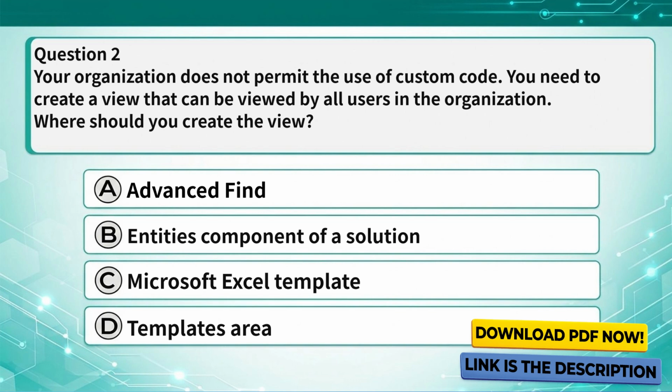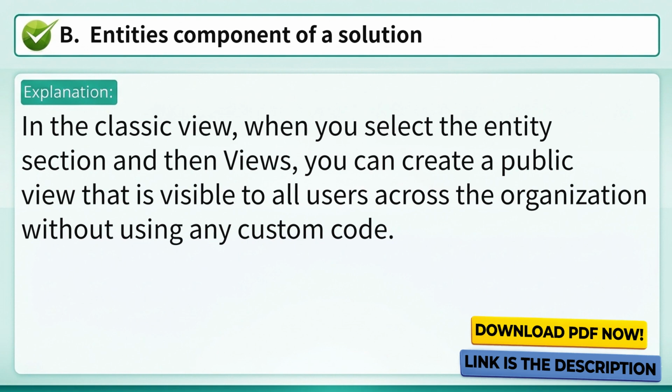Question 2. Your organization does not permit the use of custom code. You need to create a view that can be viewed by all users in the organization. Where should you create the view? A. Advanced Find. B. Entities component of a solution. C. Microsoft Excel template. D. Templates area. Correct answer: B. Entities component of a solution. Explanation: In the classic view, when you select the Entity section and then Views, you can create a public view that is visible to all users across the organization without using any custom code.